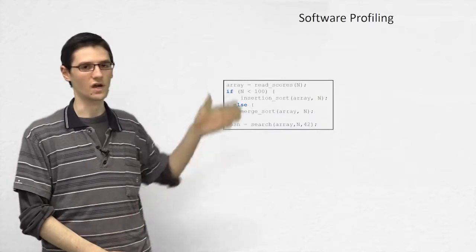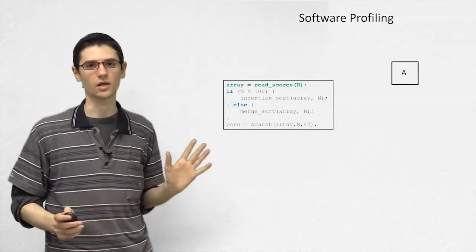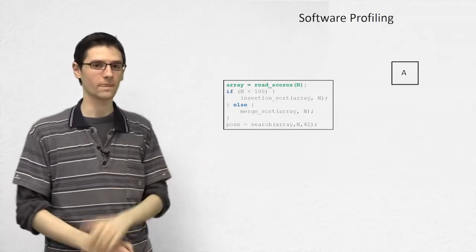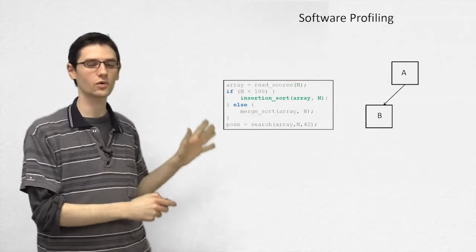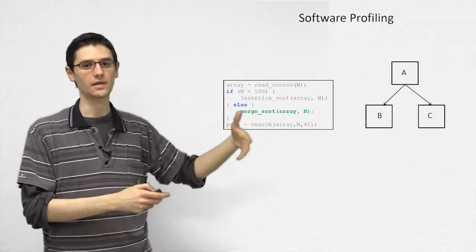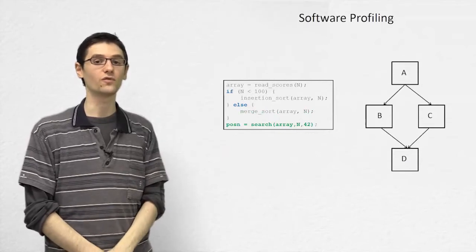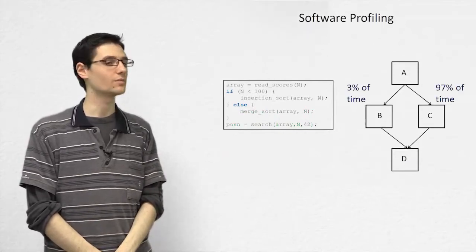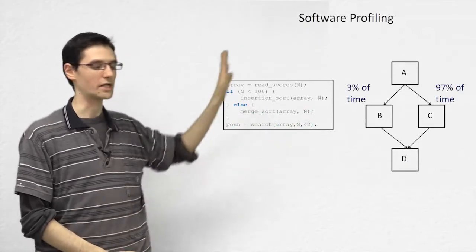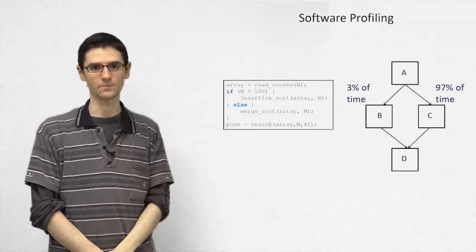So this is an example of a software program. It doesn't matter what it does. All that matters is that there's some computation, let's call it computation A, that happens first. Then we have a branch. If one thing is true, we're going to do computation B. If something else is true, we're going to do computation C. And at the end, we'll end with D. Okay. We can run something called a profiling tool on this software. And what it might tell us is that branch B ran about 3% of the time, and branch C ran about 97% of the time.